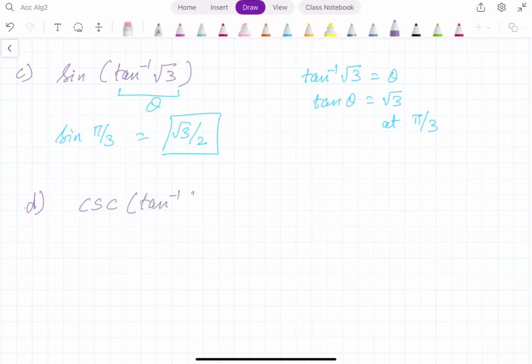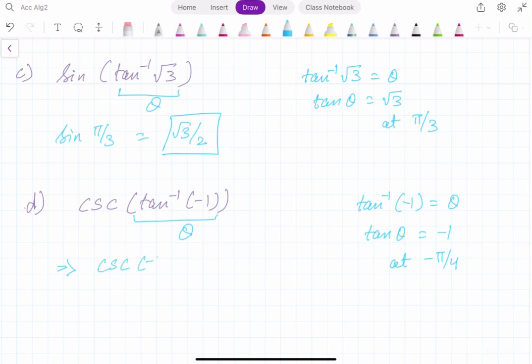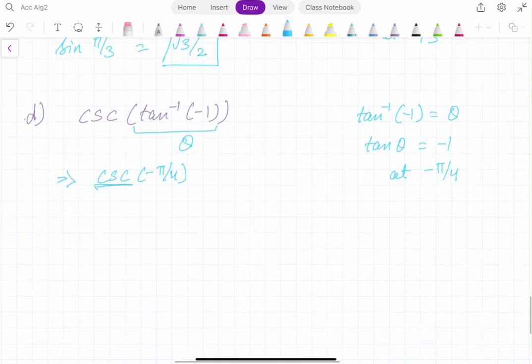One more example. Now cosecant, and the inside function is tangent inverse of -1, which is theta. So tangent theta is equal to -1. At what angle will give tangent as -1? It will be negative pi fourths. Remember, what is the restriction for tangent? Quadrant 1 and quadrant 4. In quadrant 4, cos is positive and sine is negative. So it will give you a negative.